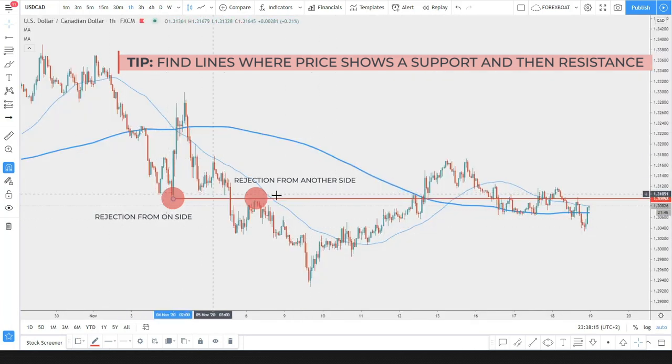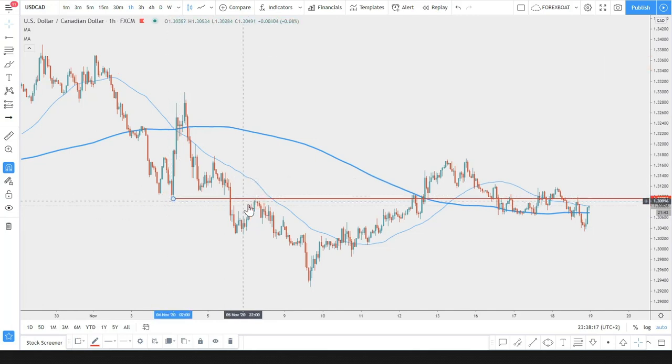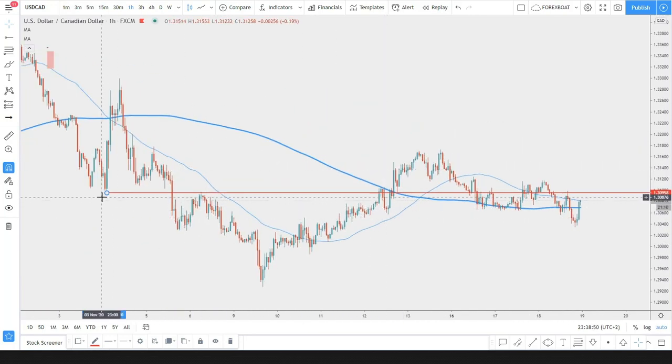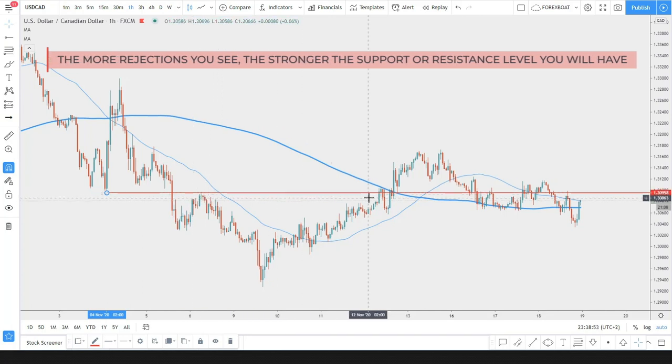Now, in our example right there, we can see that there was support, resistance, and if I zoom in, this level has been acting as the support along with the rejection of the 200 simple moving average. So this just gives an extra confidence about this level once again. And the more rejections you have, the stronger this level becomes.